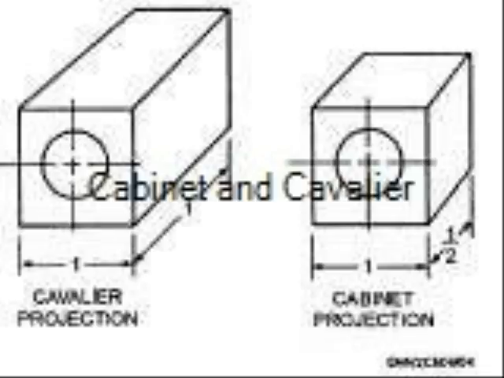My next picture is of cabinet and cavalier drawings. These are the two different types of oblique drawings, which are cabinet and cavalier. Cavalier is full width, while cabinet is half of the width.